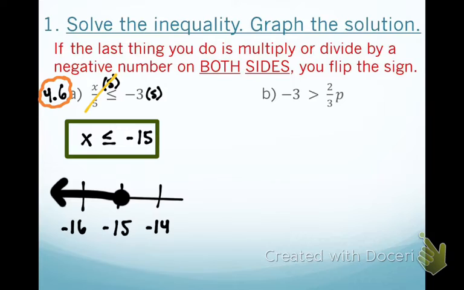So in order for it to be switched, I'm going to put it over here, and I'm going to put the negative 3 on the right. But because I switched those numbers, what do I need to do with the sign? I also need to switch the sign.